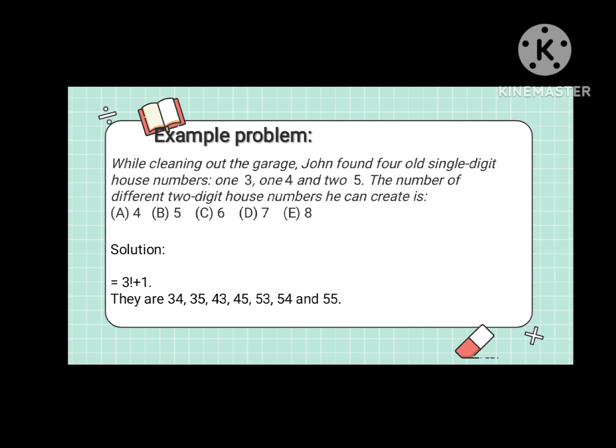Considering those with distinct digits, there are 3 ways of choosing the first digit. Then, having chosen it, there are 2 ways of choosing the second digit. Hence, there are 3 times 2 plus 1, which is equal to 7 different 2-digit house numbers. They are 34, 35, 43, 45, 53, 54, and 55.